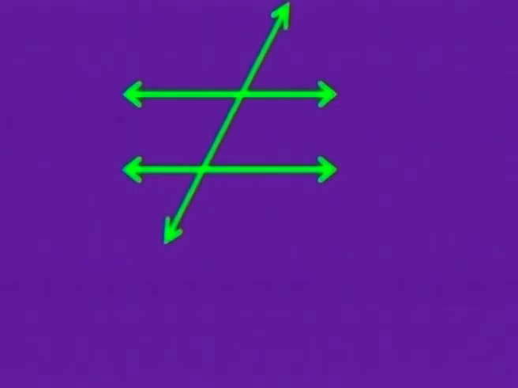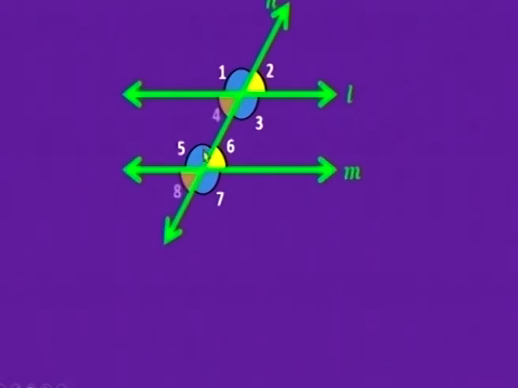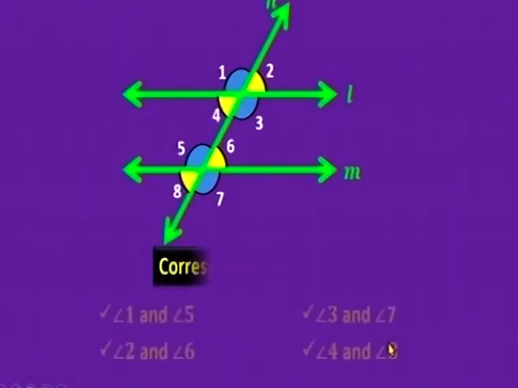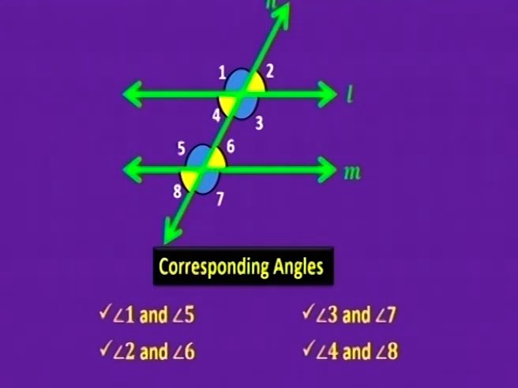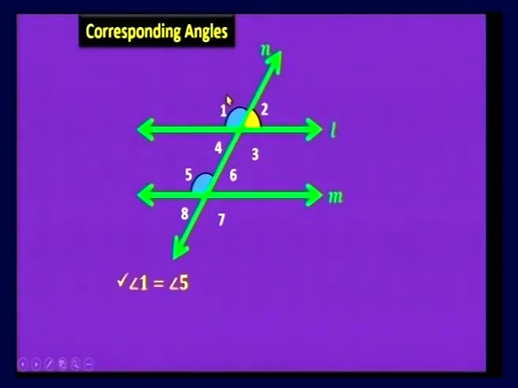The angles made by the transversal on parallel lines. Here lines L and M are parallel to each other and N is the transversal. So, children, we have seen already these angles 1 and 5, 2 and 6, 3 and 7, finally 4 and 8. What type of angles are these? Yes, they are corresponding angles. On measuring angle 1 and angle 5, you will notice that these two angles are equal.